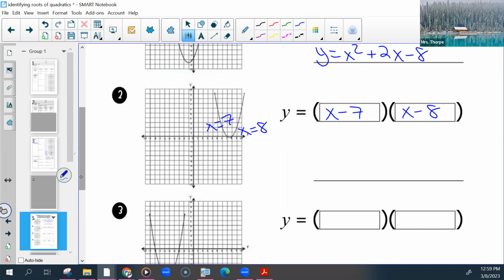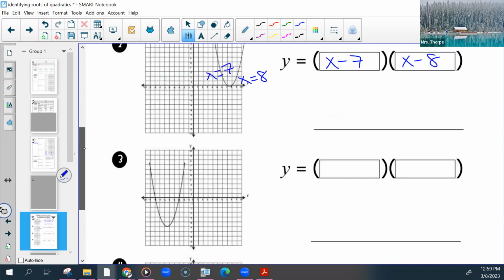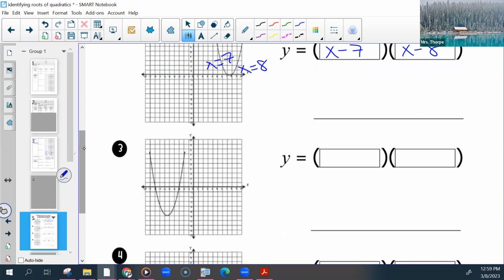If we were to set both factors equal to 0, we would solve them and get the 2 that we originally wrote, which is what we want. What would the zeros for 3 be? -3, -8. Then it would just be x plus 8 and x plus 3.